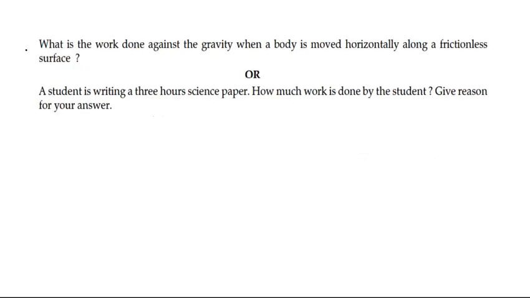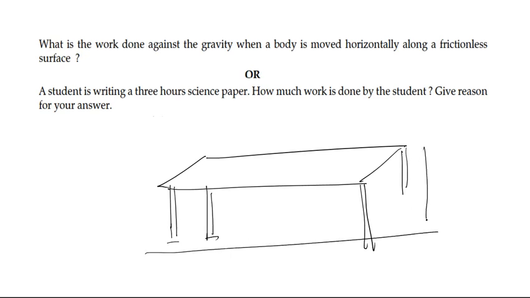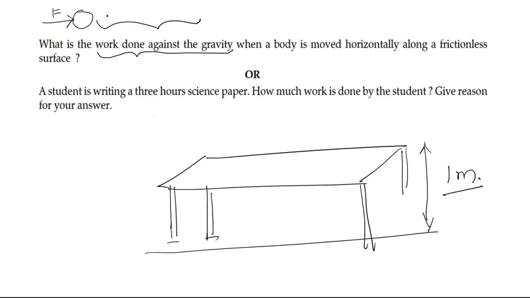We'll go for the next question. What is the work done against gravity when a body is moved horizontally along a frictionless surface? Let's say there is a table, and the height of the table is 1 meter from the surface of the earth. Now you should remember, what do you mean by work done against gravity? So what is work done? Suppose an object is made to move with some force, and it covers a distance. Let's say S meters of displacement has taken place.